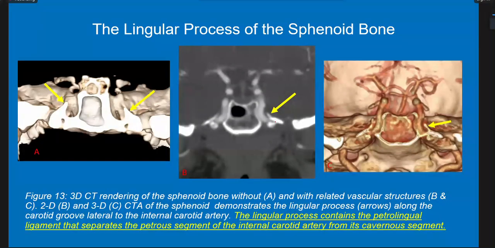On a coronal view, if you just follow the Vidian canal, like I said earlier, it runs along the floor of the sphenoid sinus here. And if you follow posteriorly, you will see this sort of a piece of bone that is projected upwards. Looks like a wedge. And this is the attachment of the petroclival ligament. This is the lingular process that separates the petrous carotid from the cavernous carotid. You can see here on a 2D view, a 3D view. And you have the internal carotid, cavernous, and the petrous segment.